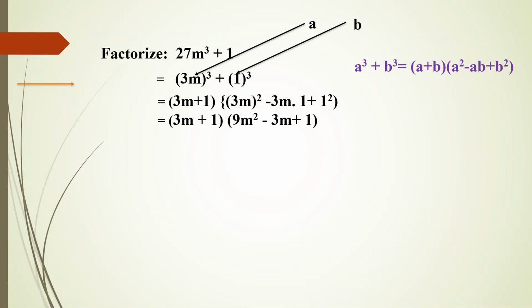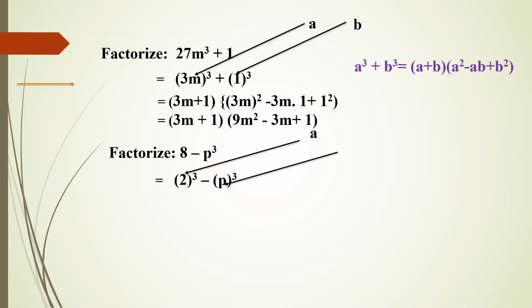Okay. Now let's look at the next example. 8 minus p cube. We can make it like 2 whole cube gives you the 8, and p cube is there, right? So if I consider 2 as a and p as b, it will become a cube minus b cube. And what is a cube minus b cube? It is a minus b times a square plus ab plus b square. Just compare with this and apply this one, okay?